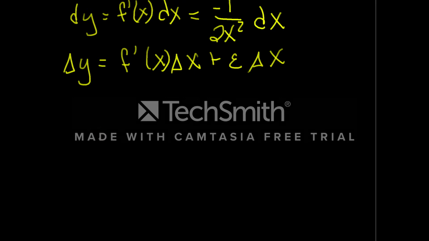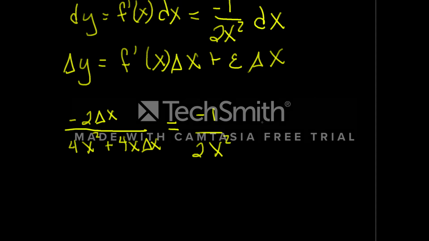Replacing this, we know that delta y is equal to negative 2 delta x divided by 4x squared plus 4x delta x. That's what our delta y is. This needs to be equal to f prime of x delta x, so f prime of x is negative 1 over 2x squared, delta x plus some epsilon times delta x. And so what we need to do now is solve for this epsilon. We want to know what is the epsilon that makes this true. And that's now just a straightforward algebraic move. So I'm going to divide through by delta x.